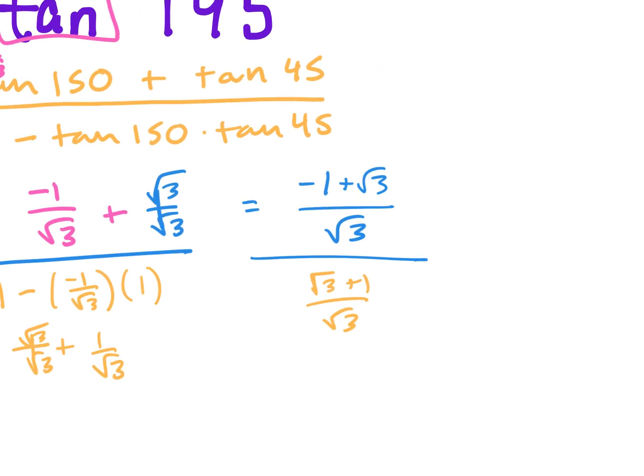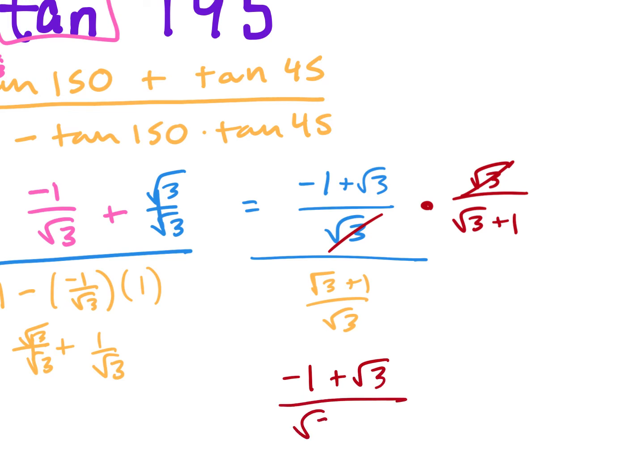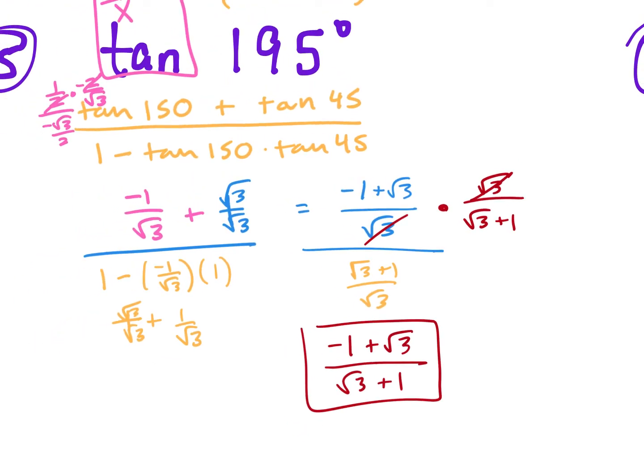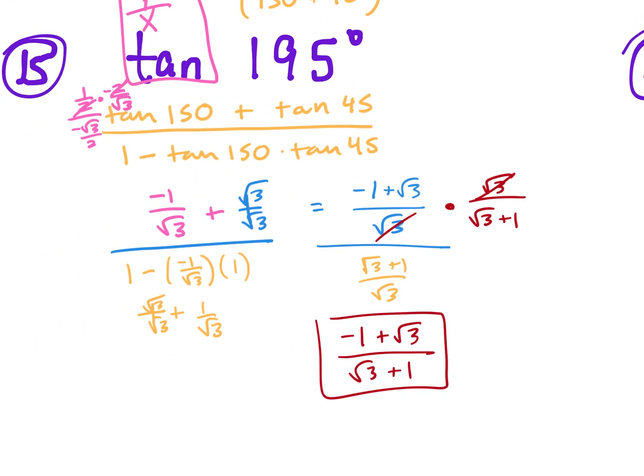Keep change flip. So keep the top, change to multiplication, flip the bottom. Square root 3 plus 1. Square root 3's cancel, so then you end up with negative 1 plus square root 3 over square root 3 plus 1. So if you rationalized from the start, your answer may look a little different, which I don't remember how the answer key looks for this one, if I rationalized here or not. This one you did.